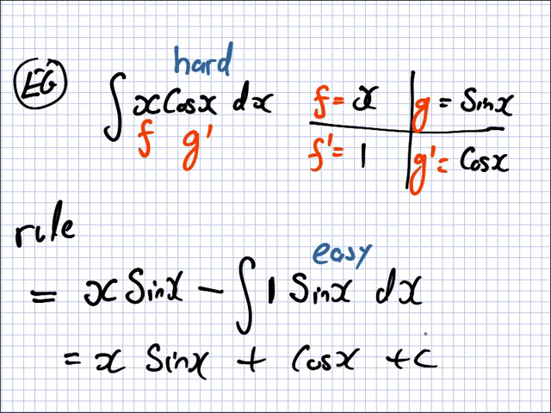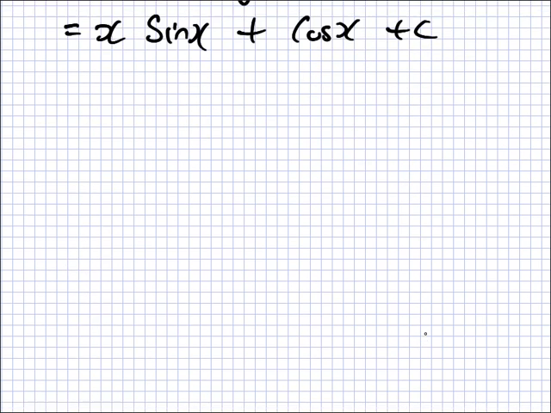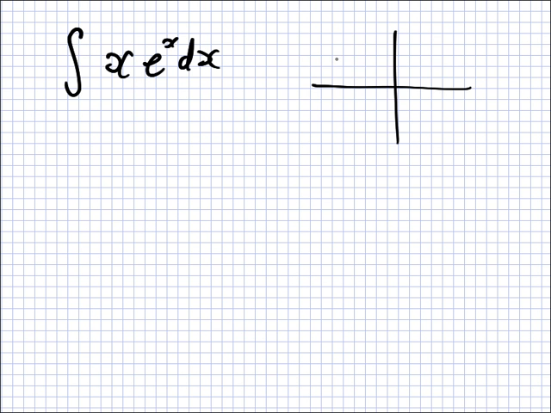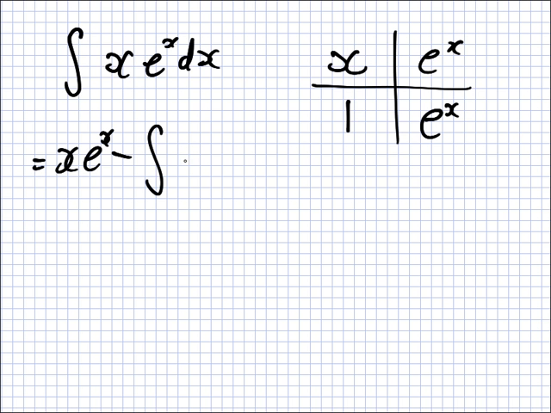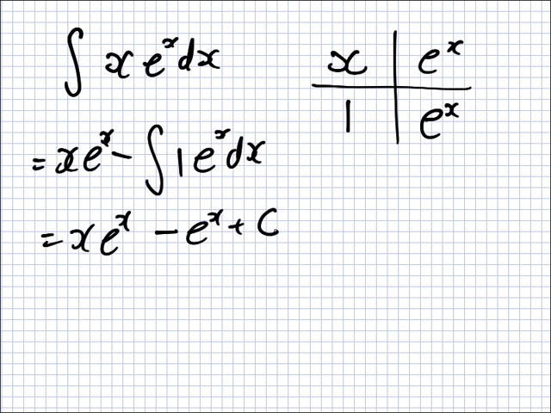Can I scroll down? Khalifa, can I scroll down? Yes. Okay, let's have a look at another one now. So let's say we have integrate x e^x dx. Okay. So what's f? X. F derivative? 1. G derivative? e^x. And g? e^x. So this should equal fg minus integrate f derivative g. And that's equal to x e^x minus e^x plus c.